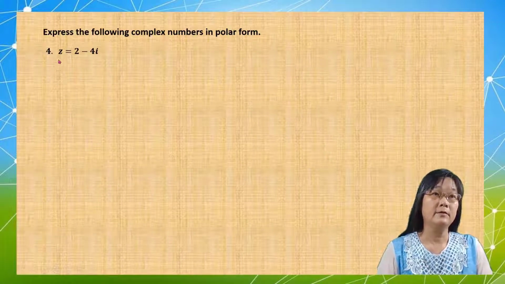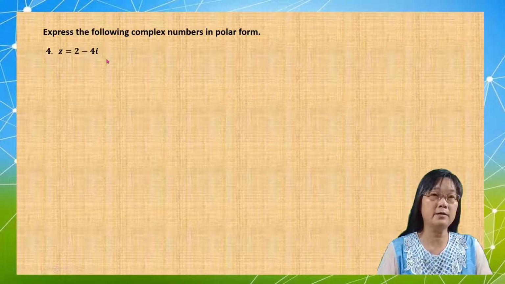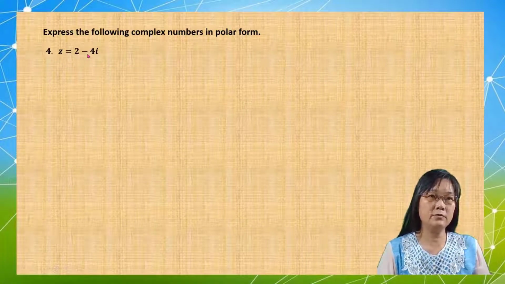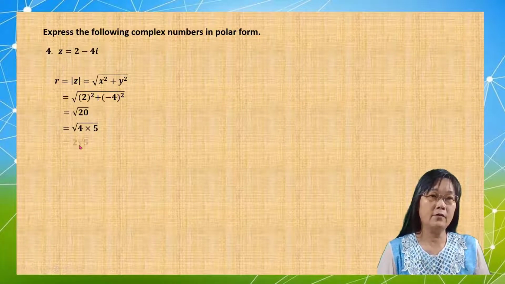Then next, for the complex number z equals 2 minus 4i, since x is 2, y is -4, to find the modulus, when I sub into the formula, I get square root of 20. But square root of 20 is not the simplest form, because I can still separate 20 into 4 times 5. Then square root of 4 is equal to 2. So modulus is 2 square root of 5.